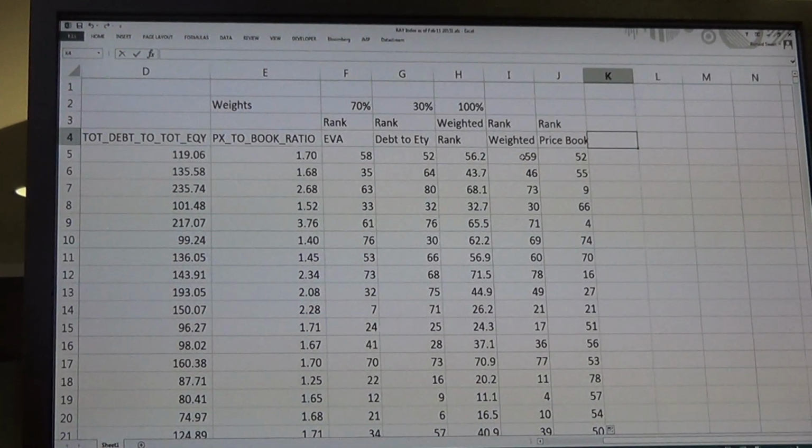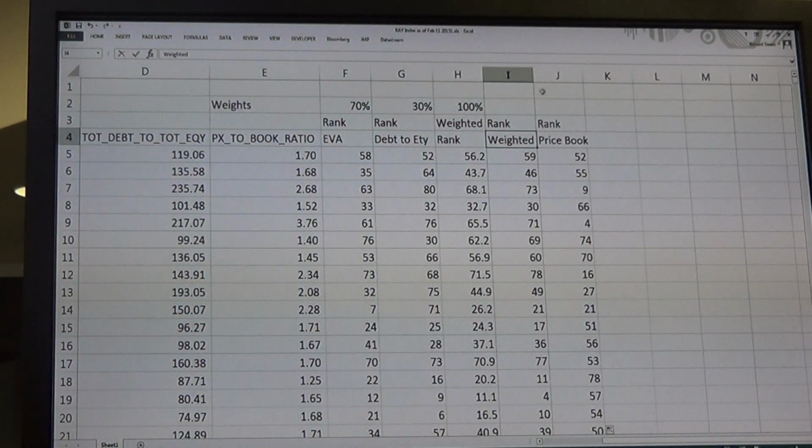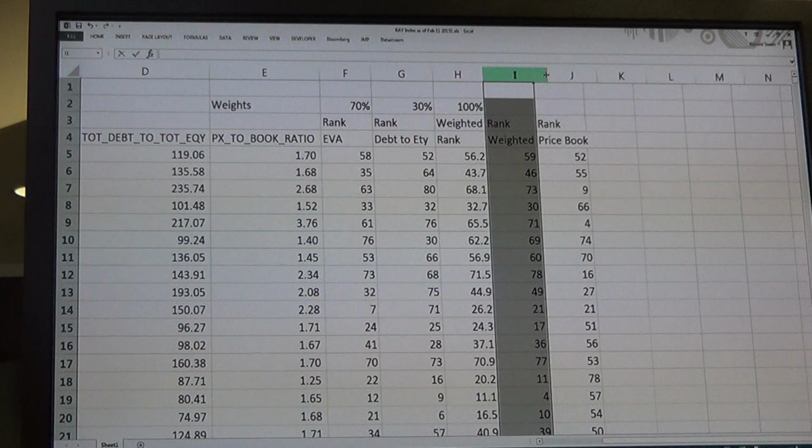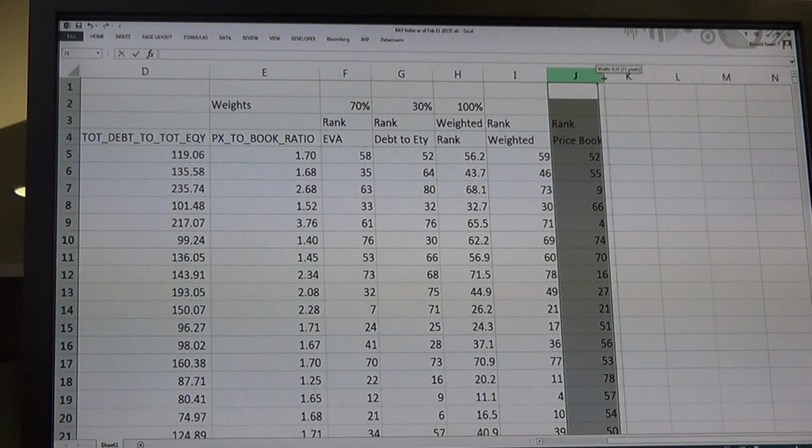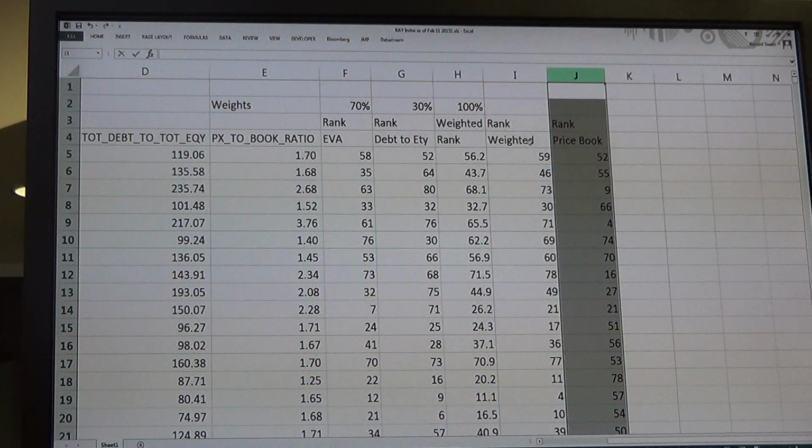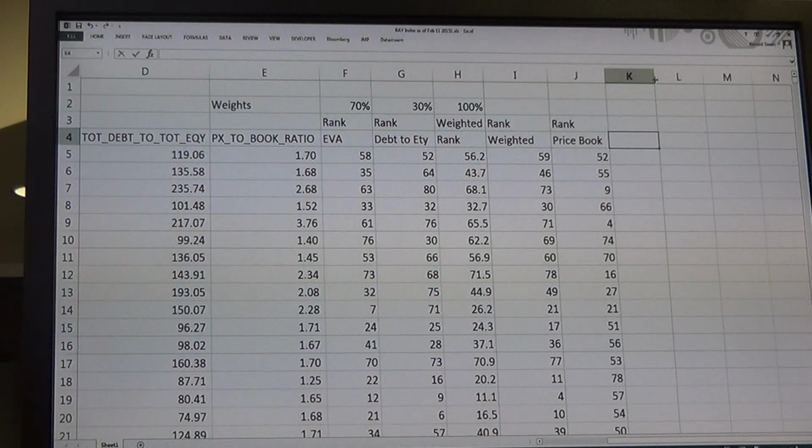So now we have our companies ranked. This is what we think they are, and we got what the market has them ranked as. And so what we want to do, in this column K here, is just put the difference. So we're going to do equal what we think the rank is minus what the market's rank is.